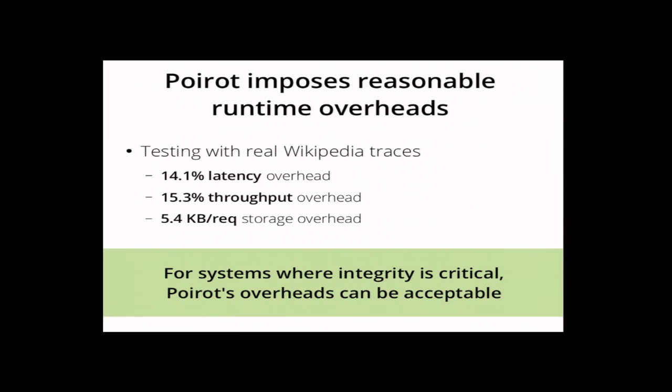We also measure the performance overhead of Poirot. When we test Poirot with real Wikipedia traces, it imposes about 15% latency and throughput overhead, and it imposes about 5 kilobytes per request storage overhead. It means that for a system where integrity is really critical, Poirot's overhead can be acceptable.